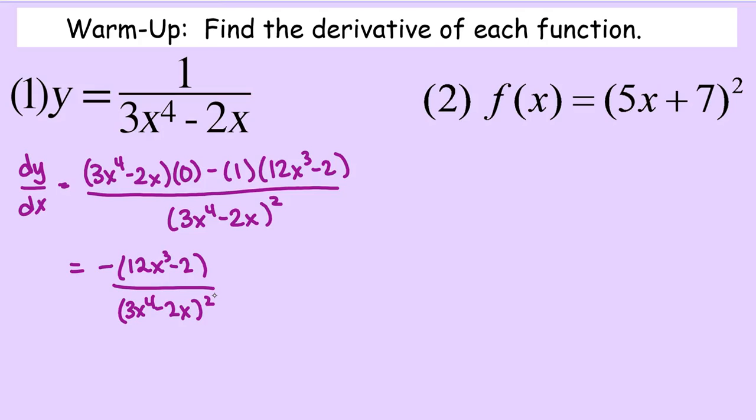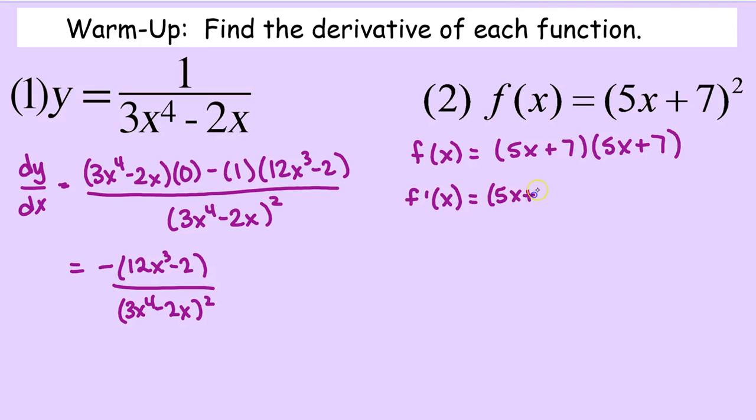Problem number two. So let's go ahead and rewrite the function as 5x plus 7 times 5x plus 7. We could multiply that out using the FOIL method before we differentiate, but I'm actually just going to apply the product rule, and we get the first times the derivative of the second plus the second times the derivative of the first.